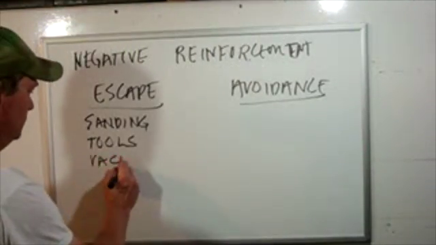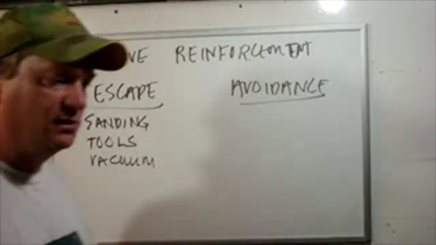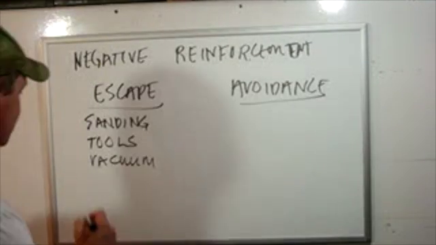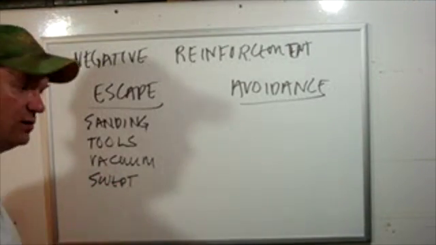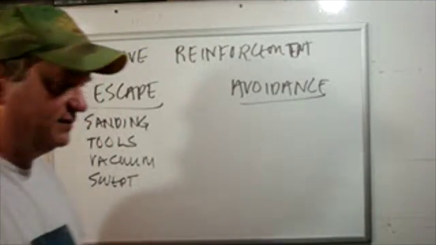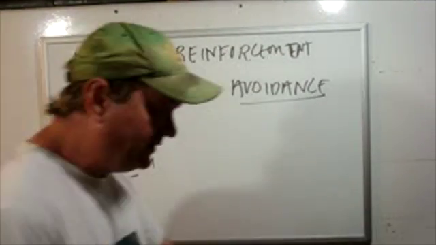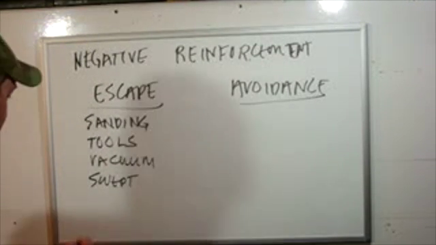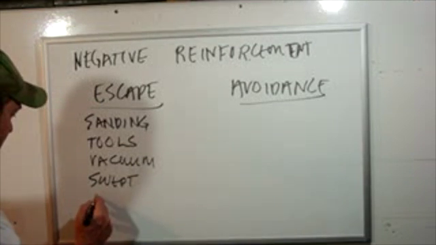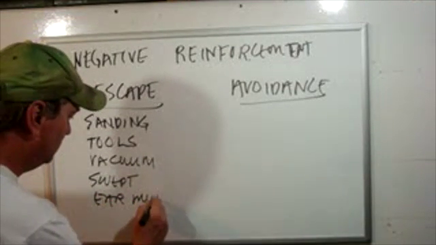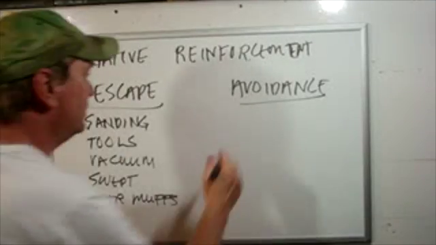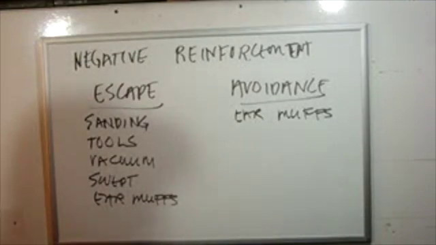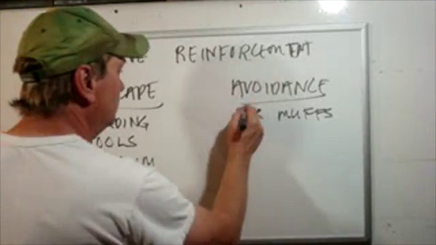I vacuumed. Remember, I vacuumed, and that was a way to remove the material that was in my way. I also swept some of the sawdust onto the floor. That's another instance of escape, or removing something that would make it more likely that's the consequence. All right, I put on earmuffs to remove the loud noise, but we could also think of earmuffs as avoidance as well. I mean, if I did it before, it would probably be called avoidance if I put on earmuffs before.